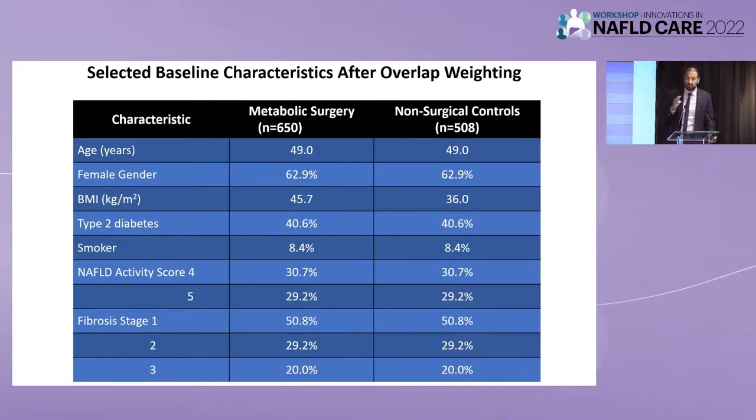You can see that we really matched them very well in terms of age, gender. BMI was obviously higher in the patients that received metabolic surgery, but otherwise they're very similar, including the severity of disease in terms of NAFLD activity score and the fibrosis stage. And one important thing to realize in this study, we did not include patients with NASH cirrhosis, and this is where it gets tricky with bariatric surgery.